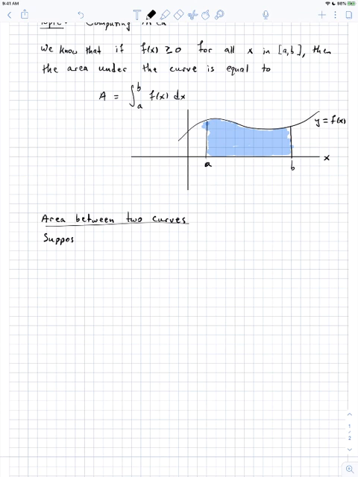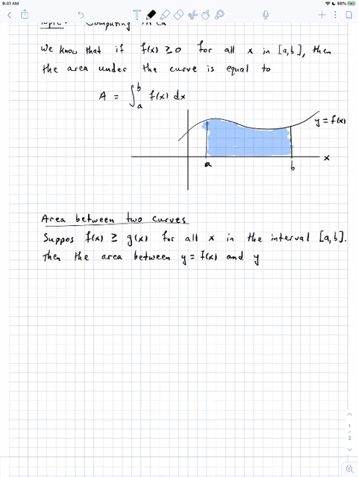Suppose f is bigger than or equal to g on some interval. So let's say for all x in the interval. Let's just call it a to b again. Then the area between the curves, between y equals f of x and y equals g of x, from x equals a to x equals b, is given by the formula: area is the definite integral from a to b of the bigger function minus the smaller function.